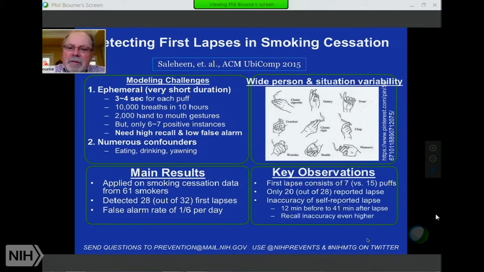And that then leads to some observations, so that the first lapse usually is of very short duration, and they get longer afterwards. And also, how patients report lapses doesn't actually reflect very well what they actually detect from the sensors. So again, this is very early stage work that points to the possibility of some form of intervention.